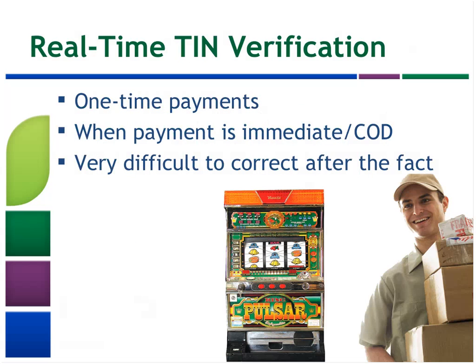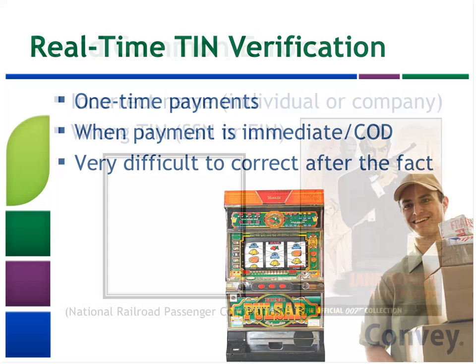So what's the difference? Well, real-time TIN verification is a service where you're able to check in real time an individual's tax identification number and the individual's name and be sure that they are indeed correct. This is great if you're looking at making one-time payments or if the payment is immediate or if it's very difficult to collect this information after the fact. What happened in Vegas stayed in Vegas, for example.